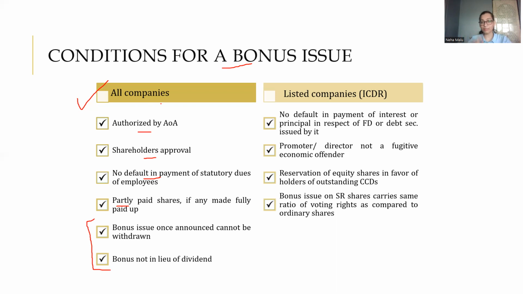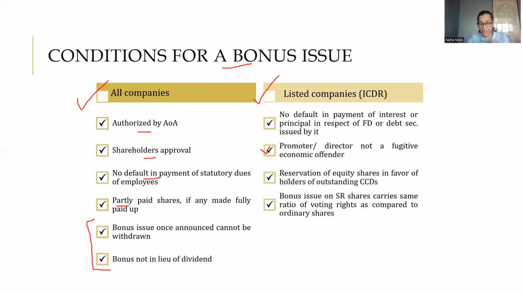However, when it comes to listed companies, there are some additional conditions pursuant to ICDR regulations, which are: the company has not made any default in payment of interest or principal in respect of FD or debt securities issued by it, and none of the promoters or directors of the company are a fugitive economic offender. And in case there are some outstanding convertible securities, then the company will have to make reservation for the convertible portion of those securities. So, for example, there are some outstanding CCDs as on date, which will be converted into equity after say 1 year.